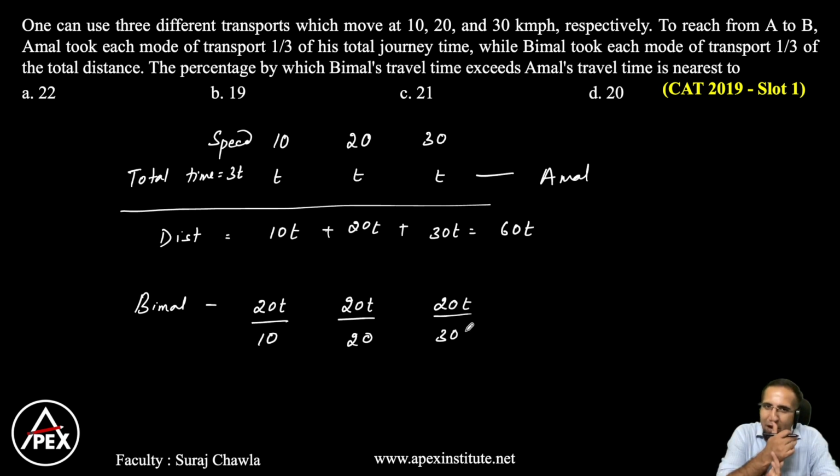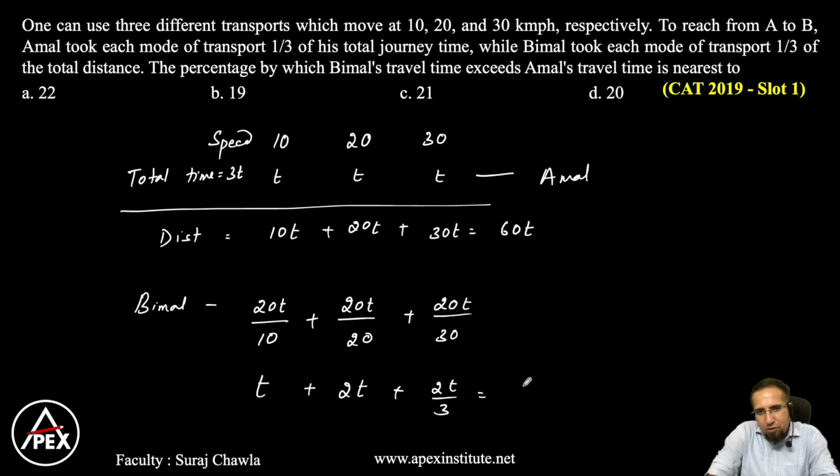Now the percentage by which Bimal's time exceeds Amal's time travel is nearest to what? Okay. So I want Bimal's time exceeding. So what is the time taken by Bimal? Let's see. This plus this plus this. So this is 2t plus this is t, yeah, this is 2t by 3. Which means the time taken by Bimal becomes 3 plus 2t by 3. This is time taken by Bimal.